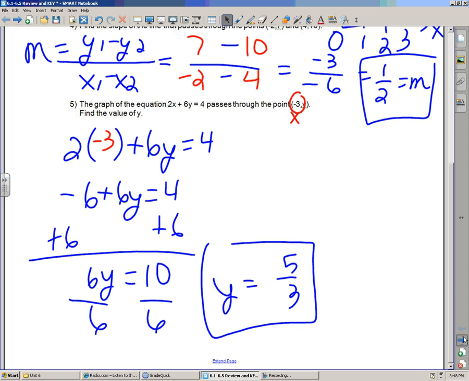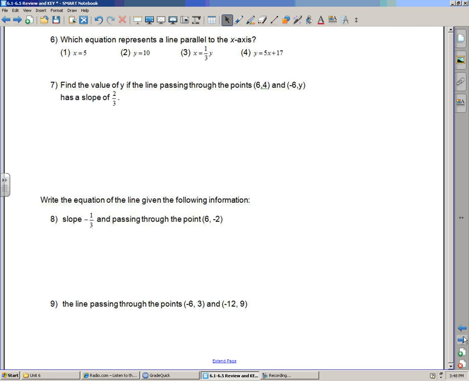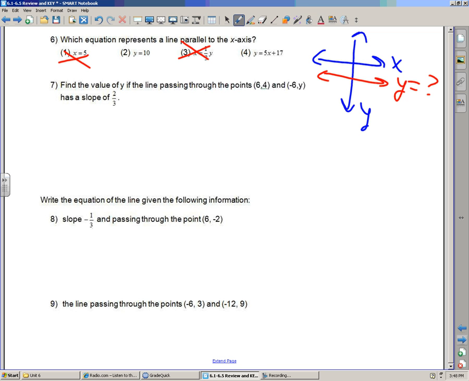Let's keep on going. Which equation represents a line parallel to the x-axis? If you're parallel to the x-axis, then you're going to have to be a horizontal line. Horizontal lines are y equals lines, meaning it's just going to have a constant term. None of these work. There you go.